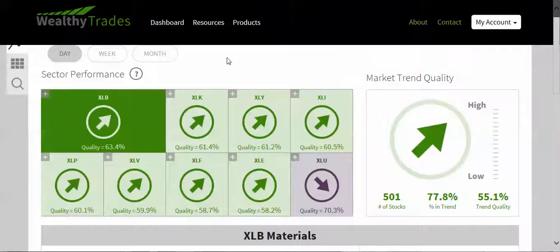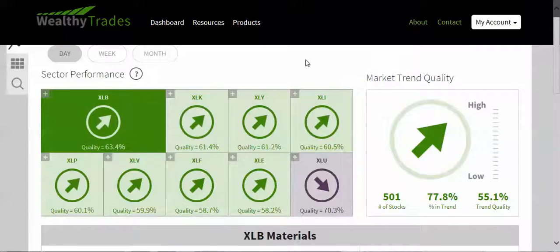We then want to put the odds in our favor and go to step number 2, which is exactly that. How do we get the probabilities and the odds in our favor? Well, at WealthyTrades.com, we look at the 9 sectors within the S&P 500, and we rank them every day, week, and month. And in this case, we can see that the XLB, or the materials sector, gives us the highest probability of success for the upcoming period. And we know that based on the quality gauge.